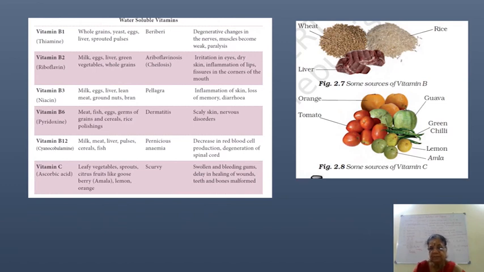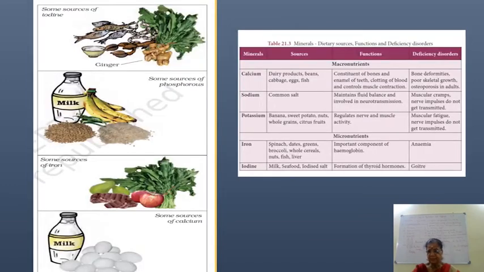இது வந்து vitamin B sources: rice, liver and wheat. Vitamin C வந்து எல்லா பழ வகையும்: tomato, orange, guava, green chilli, நெல்லிக்காய் ஆம்லா. இதெல்லாம் vitamin C. Okay.